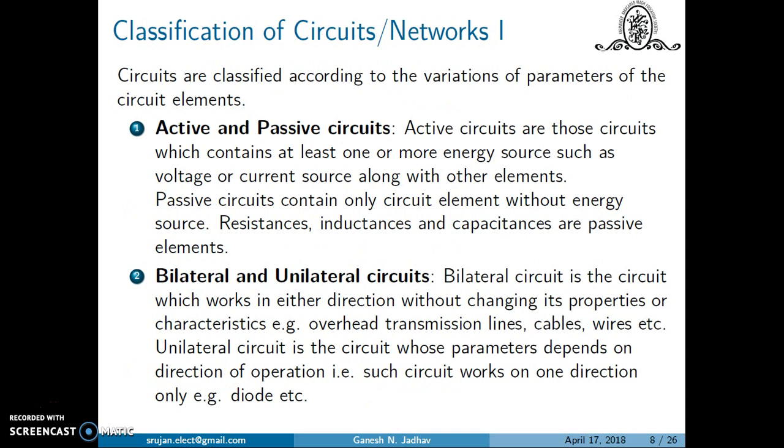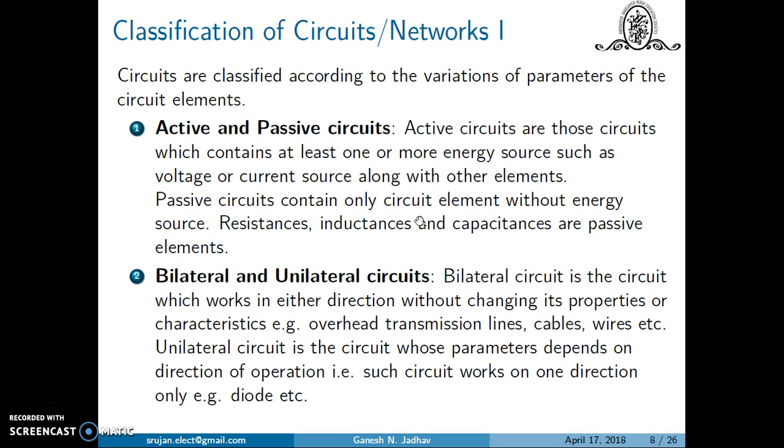Okay, so let's see the classification of electrical networks. First, they are classified as active network and passive network. Active networks are those networks which contain at least one or more energy sources, such as a voltage or current source, along with the other elements. So in an active network, there is at least the presence of a source, which may be a voltage source or current source.